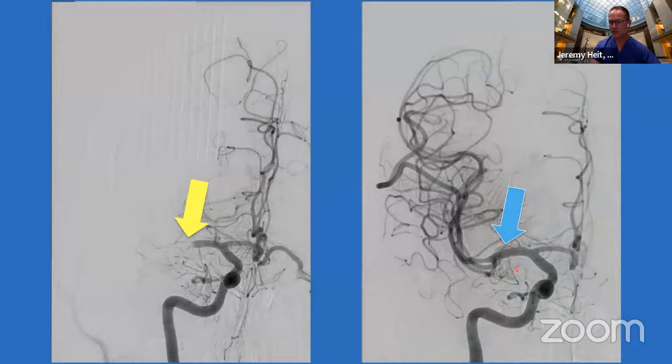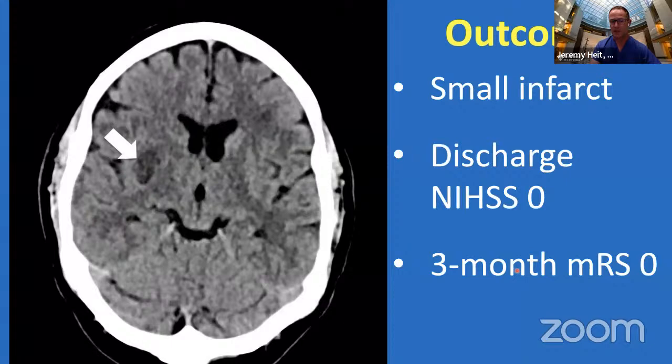This patient gets a successful thrombectomy. And because of that, this core doesn't get any bigger. But more importantly, how did the patient do? Well, he ends up with a very small final infarct volume. His discharge stroke scale is 0, and he has a modified Rankin scale of 0 at 3 months after treatment, which means he is basically completely independent and normal.